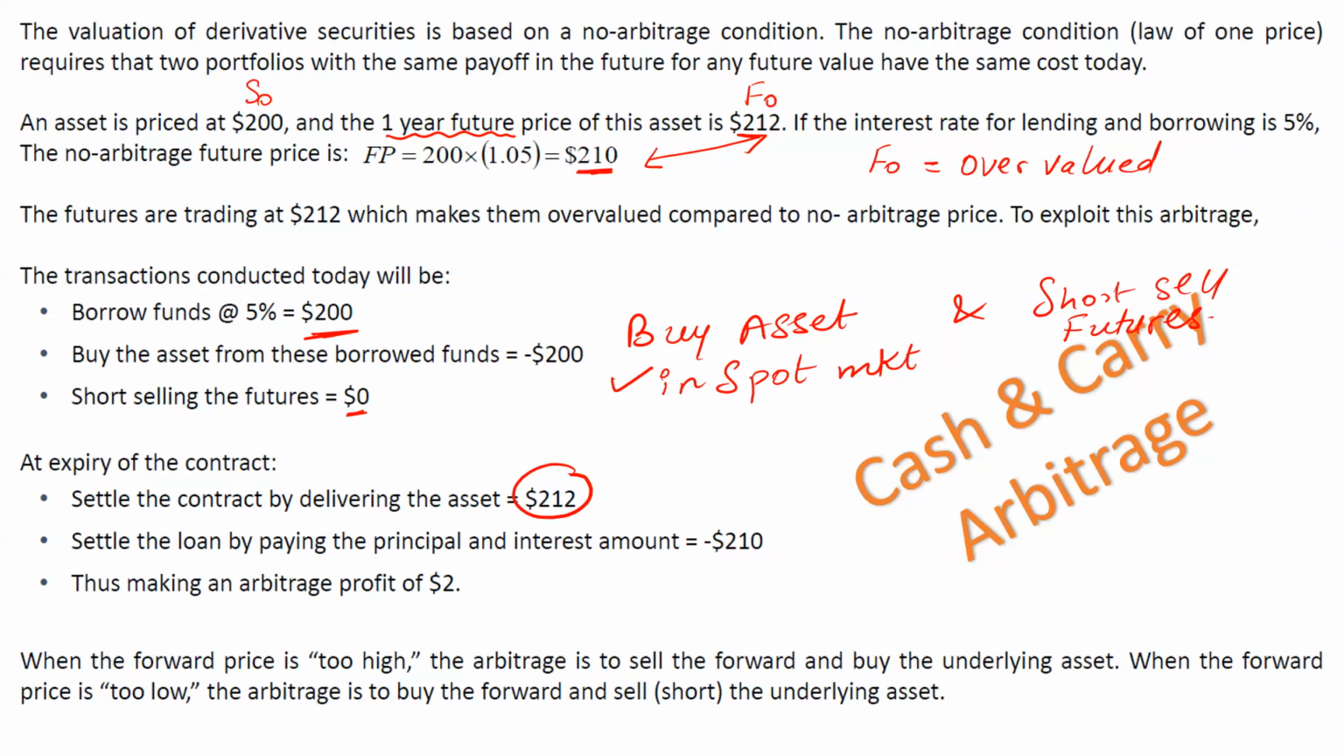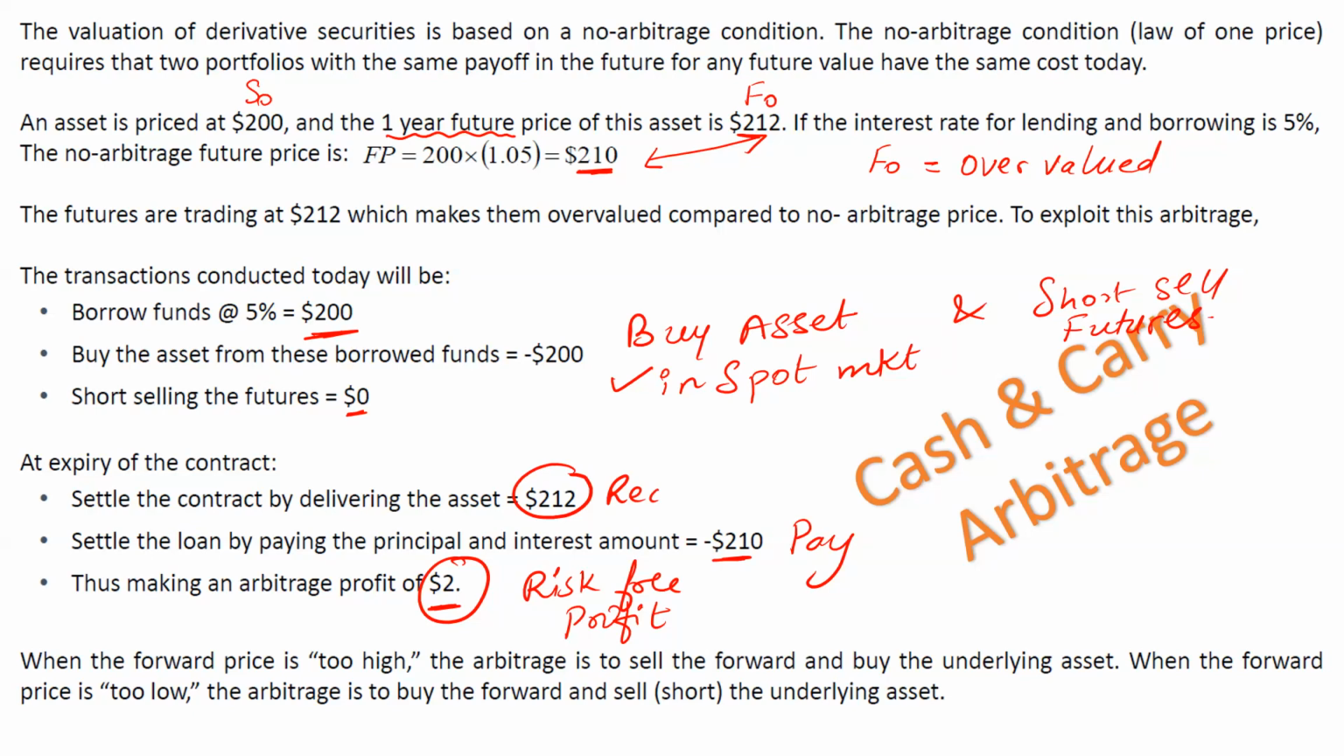You have to repay the loan. How much money you have to pay as interest? You have to pay $10, which is 5% of 200. You have to repay 210. So this is the money that you are receiving. This is the money that you have to pay, and you are making an arbitrage profit of $2. So this is your risk free profit from this transaction.